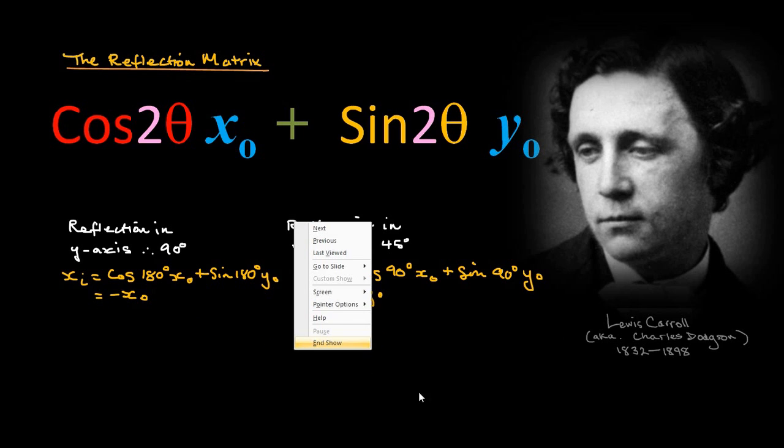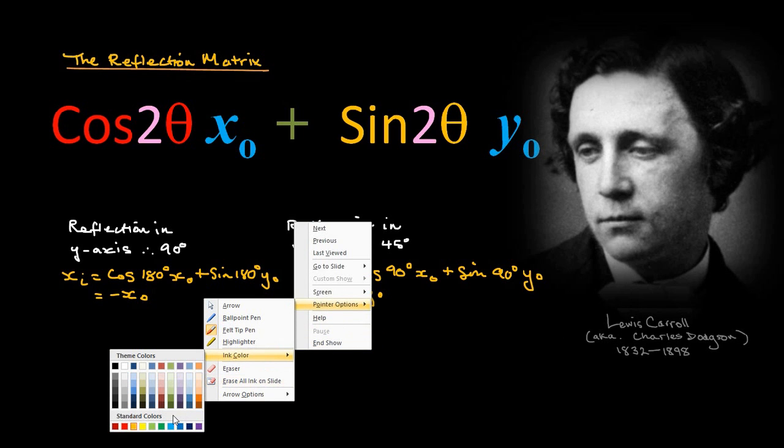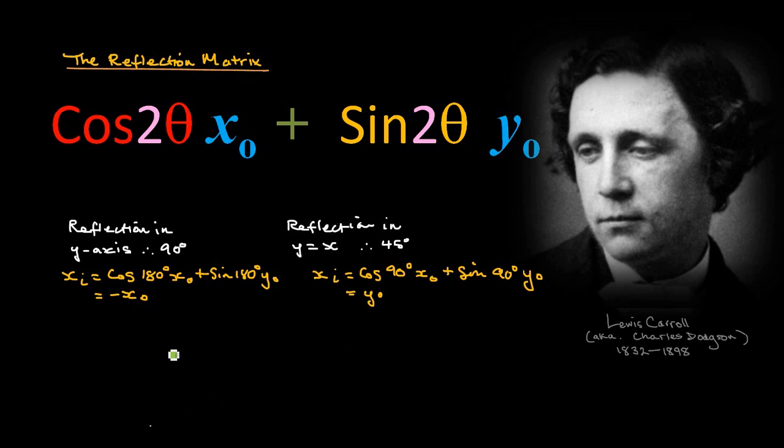So let's use a slightly different colour, and let's use a green. Okay, so the y coordinate of the image follows this formula here. So this completes the matrix. You can think of it as a matrix, these four coefficients here, if you like.